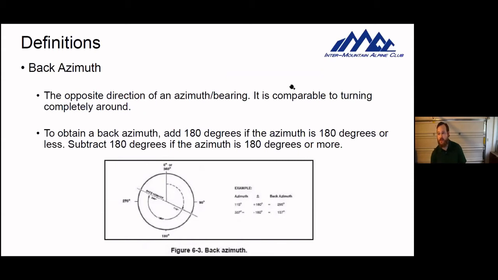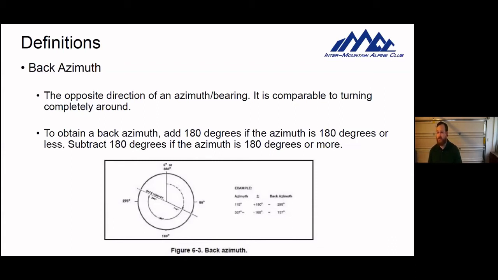Your back azimuth is the opposite of your azimuth. So it is comparable to turning completely around. For example, if you were going 180 degrees, your back azimuth would be 0 or 360. Because it's a circle, there's no such thing as a negative azimuth. So you subtract 180 degrees if your azimuth is 180 degrees or more. You add 180 degrees if it's 180 degrees or less.